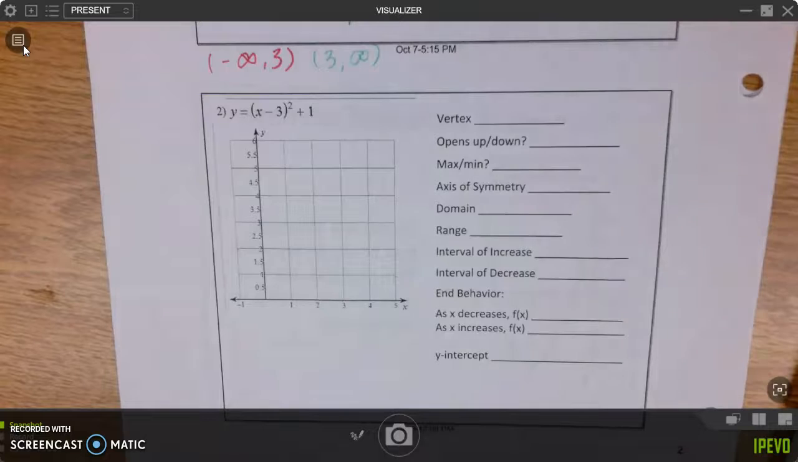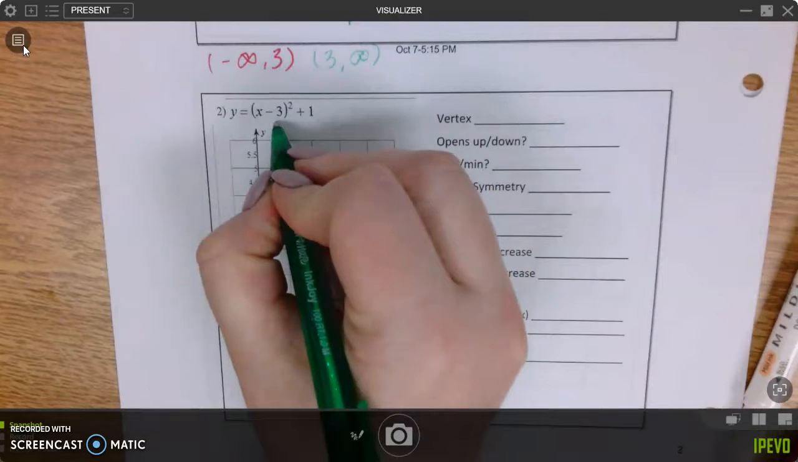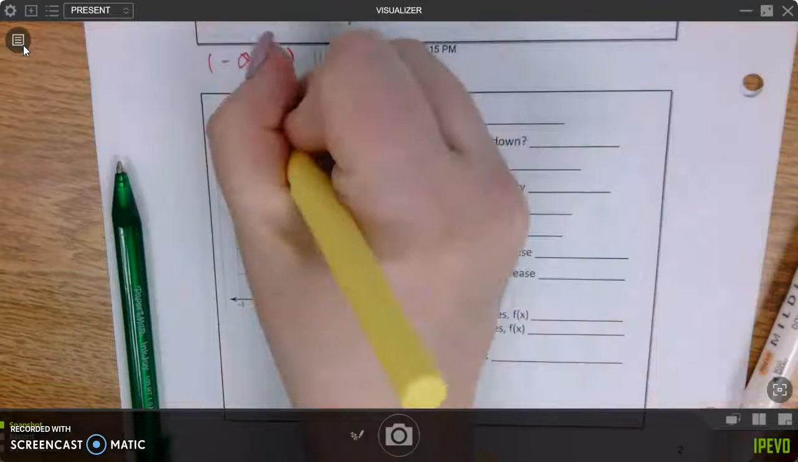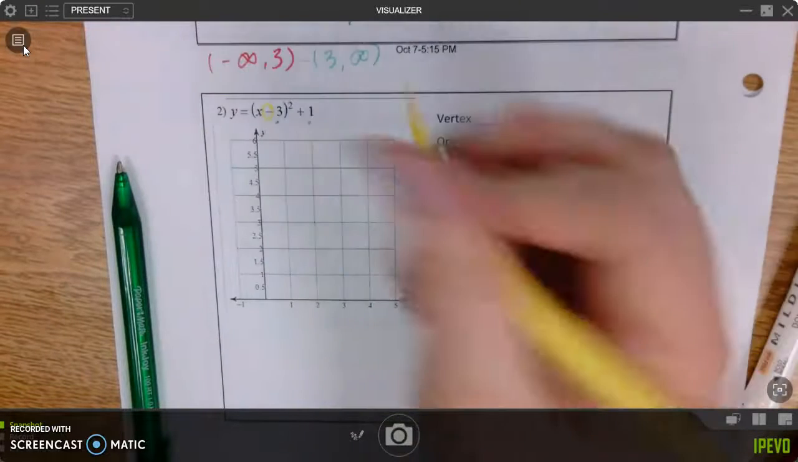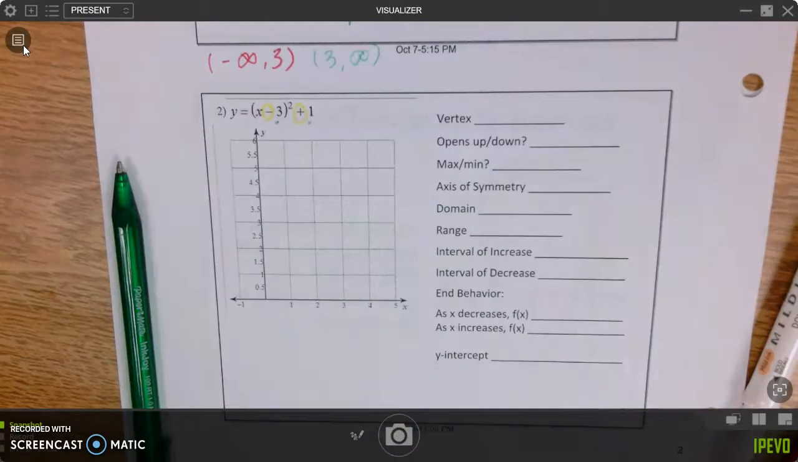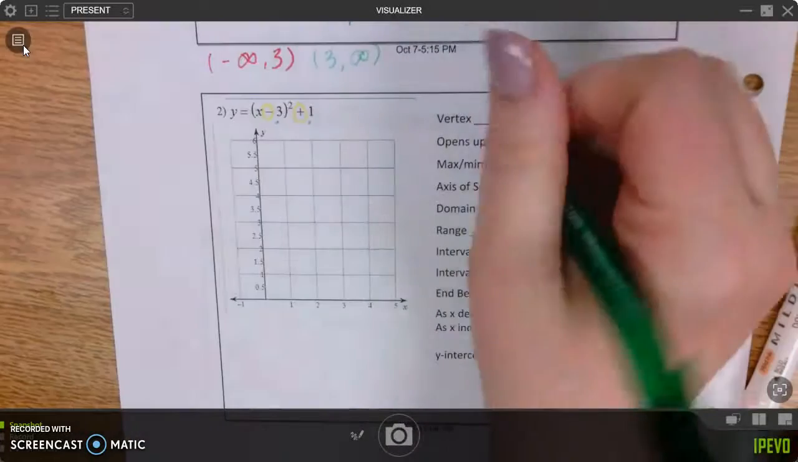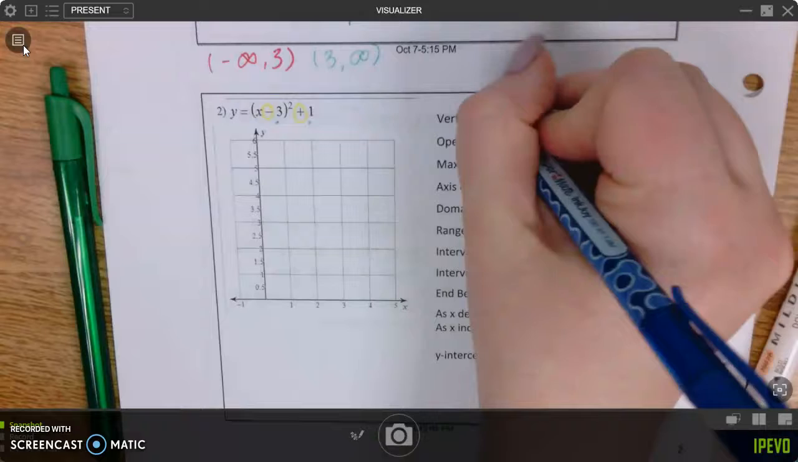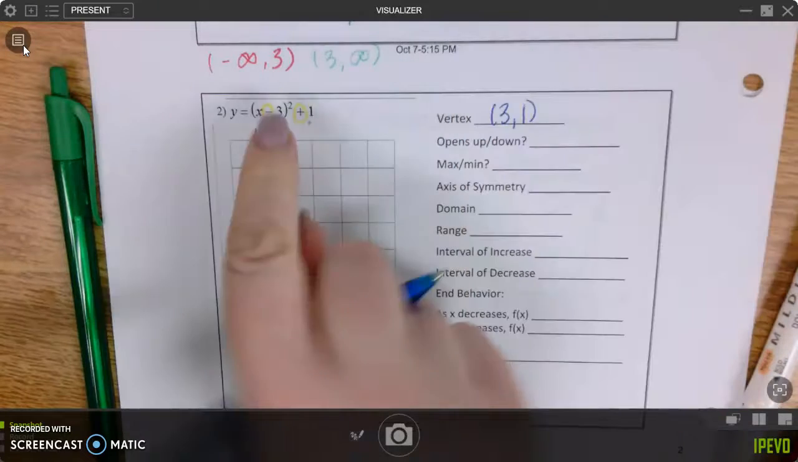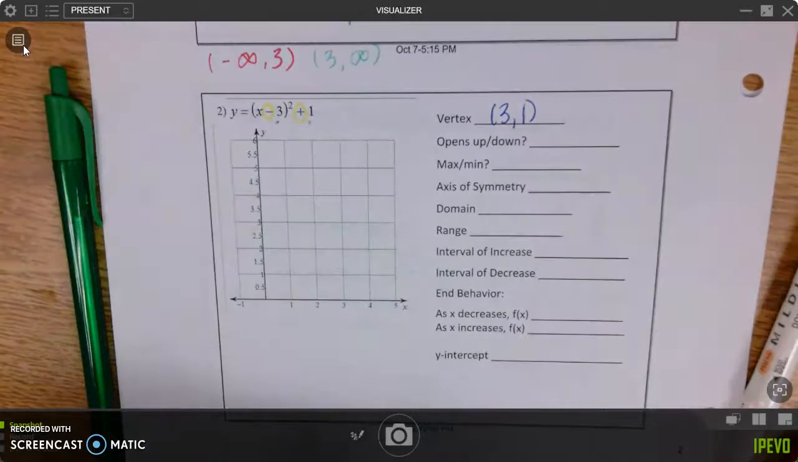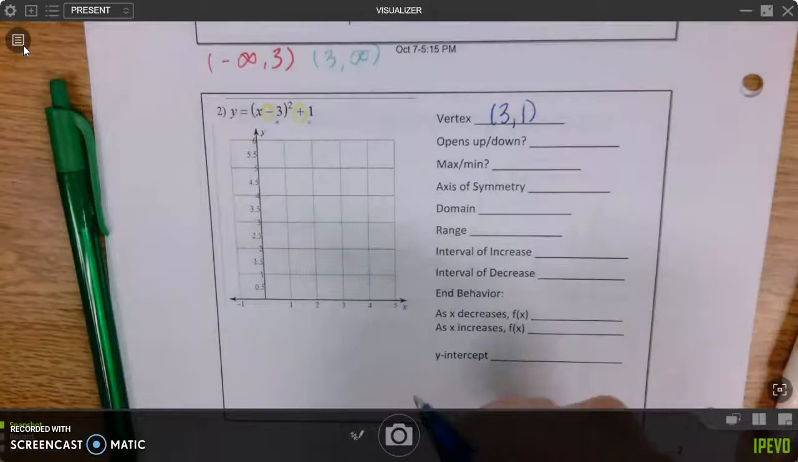Okay, so with vertex form, your vertex here is going to be 3, 1. Now within the form, you have a negative built in there and a positive built in there. So as long as it's negative, positive, the numbers stay the same. So our vertex for this one is 3, 1. Now, if those signs are different, these are going to be different, okay? All right, so your vertex is at 3, 1.